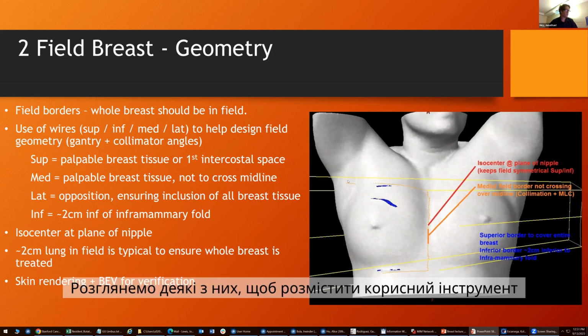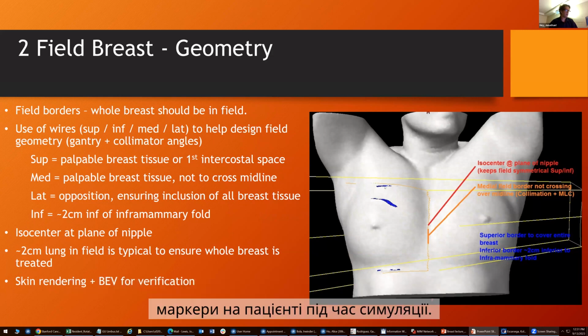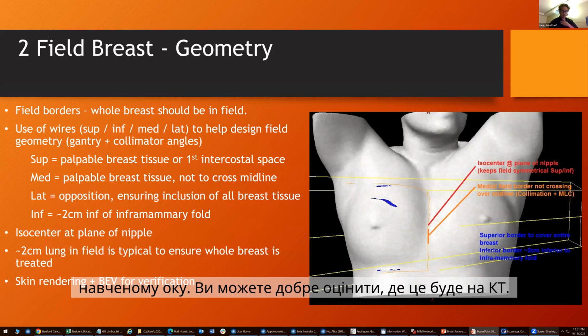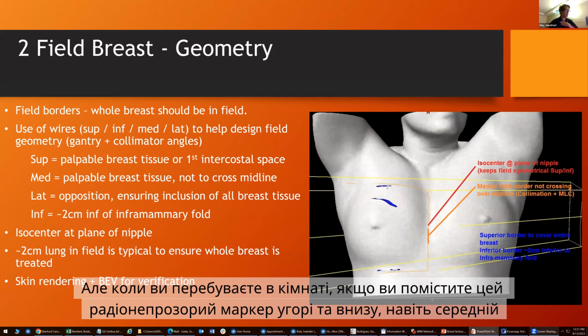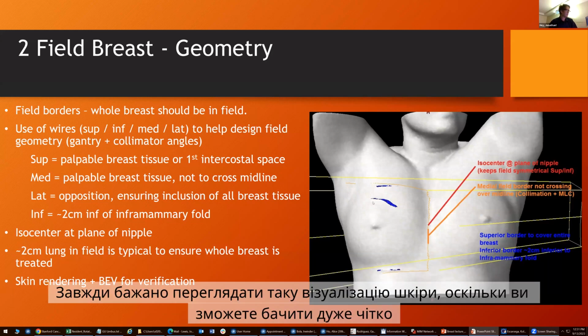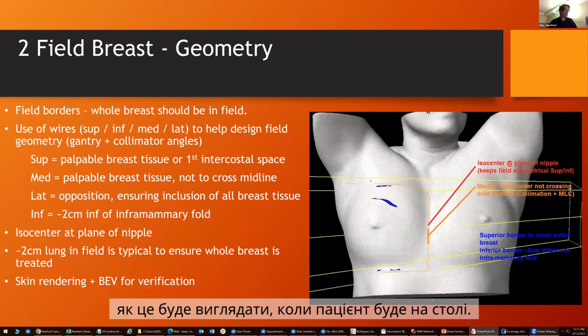So a useful tool is to place wires on the patient at the time of simulation. Some of these borders are going to describe the palpable breast, which, to the trained eye, you can make a good estimation about where that's going to be on the CT. But when you're in the room, if you place that radio-opaque marker at the top and bottom, even the medial and the lateral sides, you'll give yourself more tools to design the 3D plan later. Reviewing a skin rendering like this is always advisable, because you'll be able to see very clearly what it's going to look like when the patient is on the table.